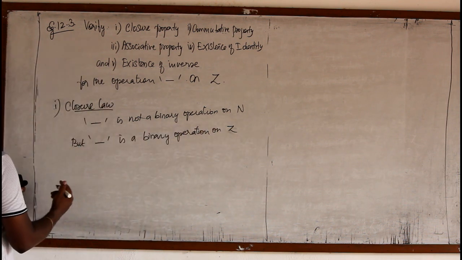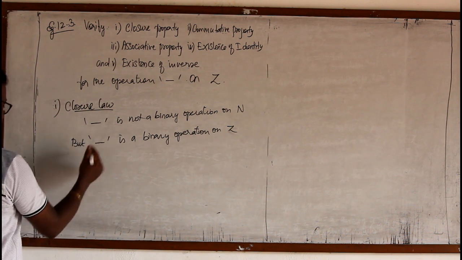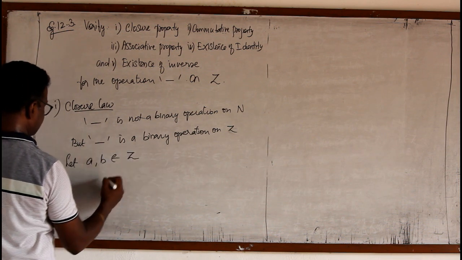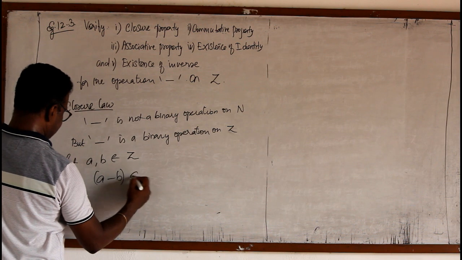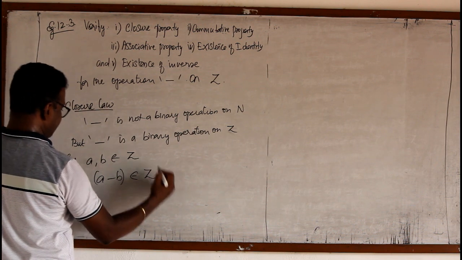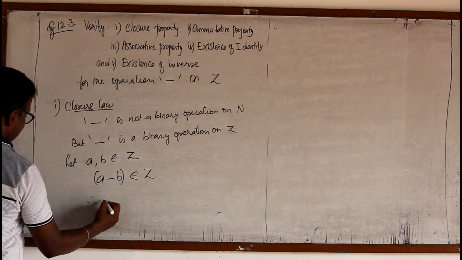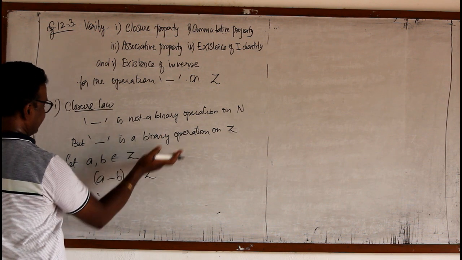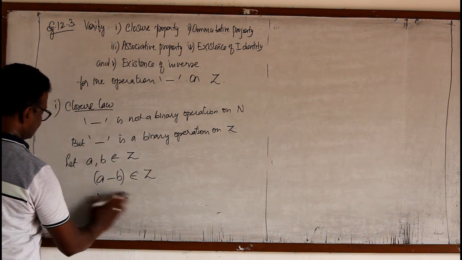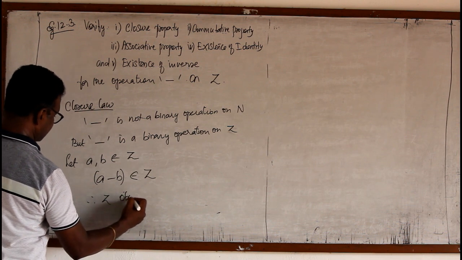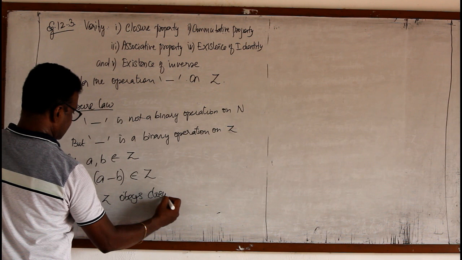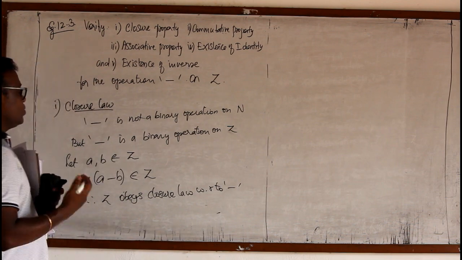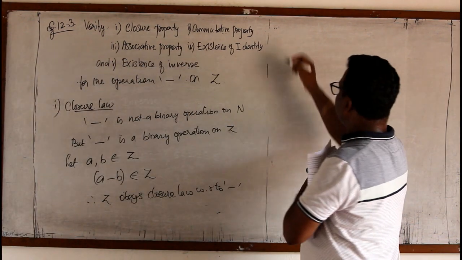Now we should go for closure law. Since it is a binary operation on Z, let a, b belong to Z, then a minus b, whether negative or positive, definitely belongs to Z. Therefore, minus is not only well defined, it also obeys the closure law. So Z is closed with respect to the minus sign. Now we shall go for commutative property.